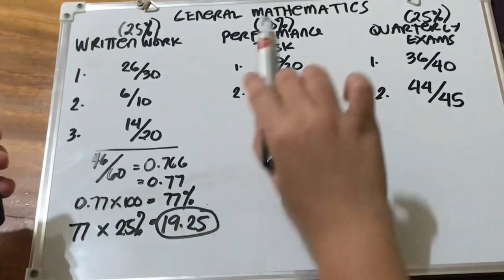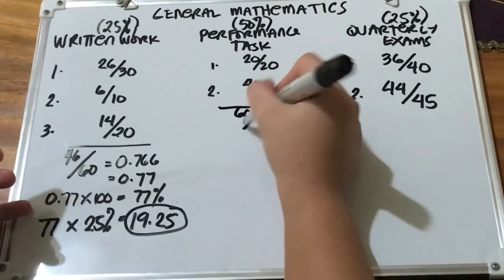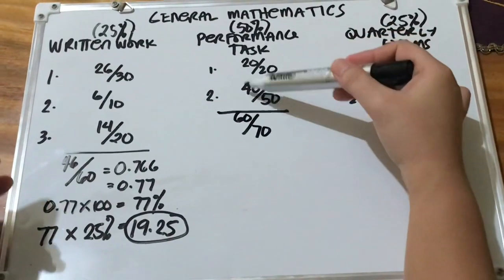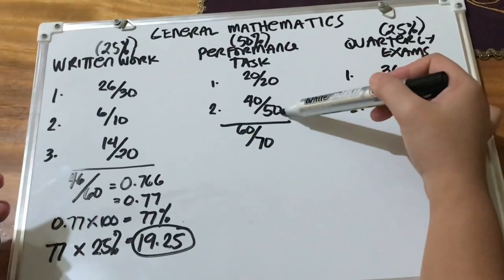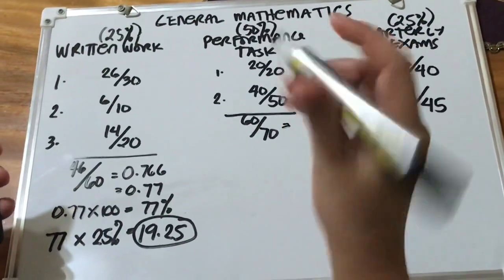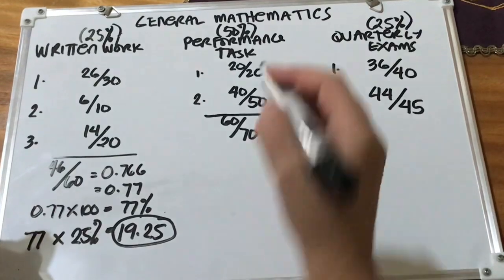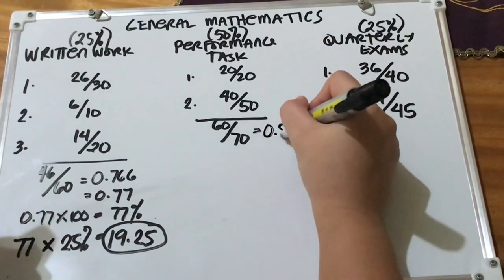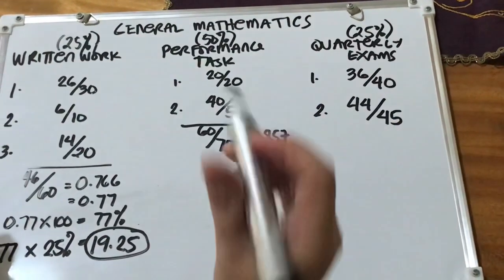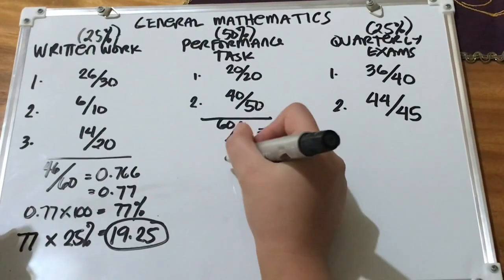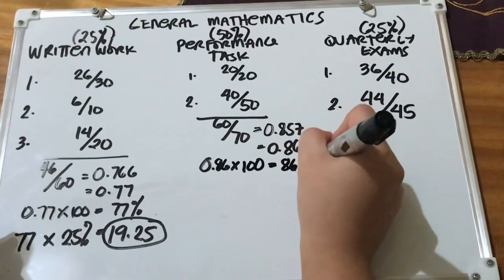Now, let us proceed to performance task. Same process: you add your scores, that is 60 over 70. Add your total score of your performance task over the total of the highest or perfect scores. So, 60 divided by 70 is 0.857, or 0.86. Then the same process, you multiply it by 100%, it is 86%.